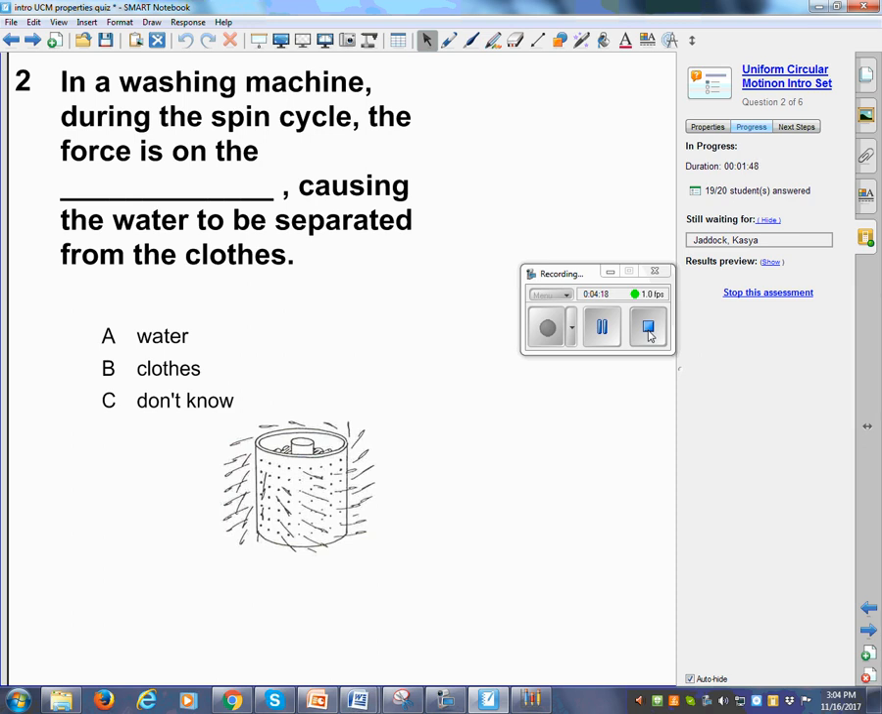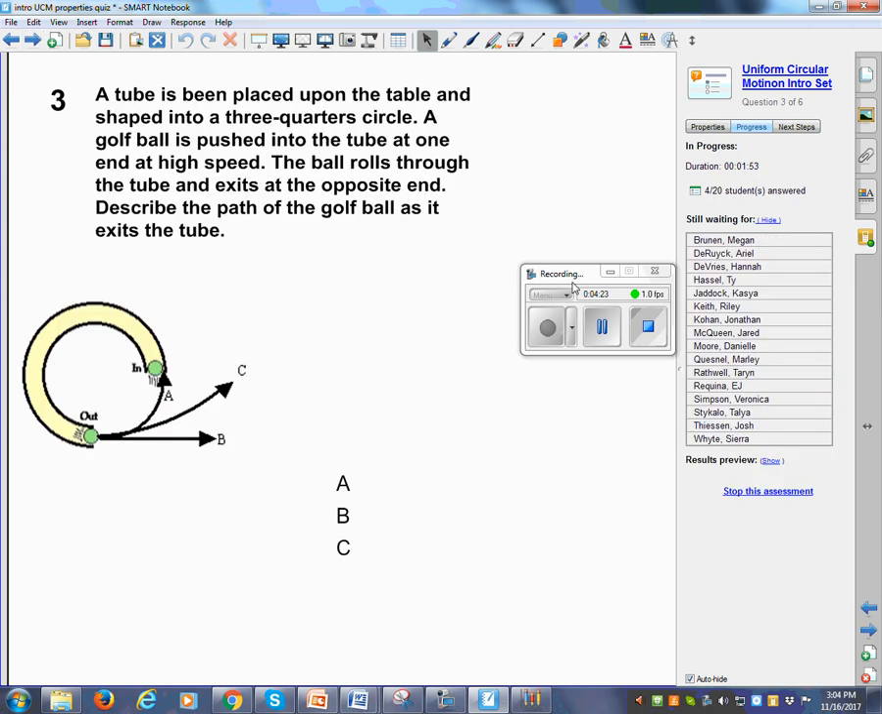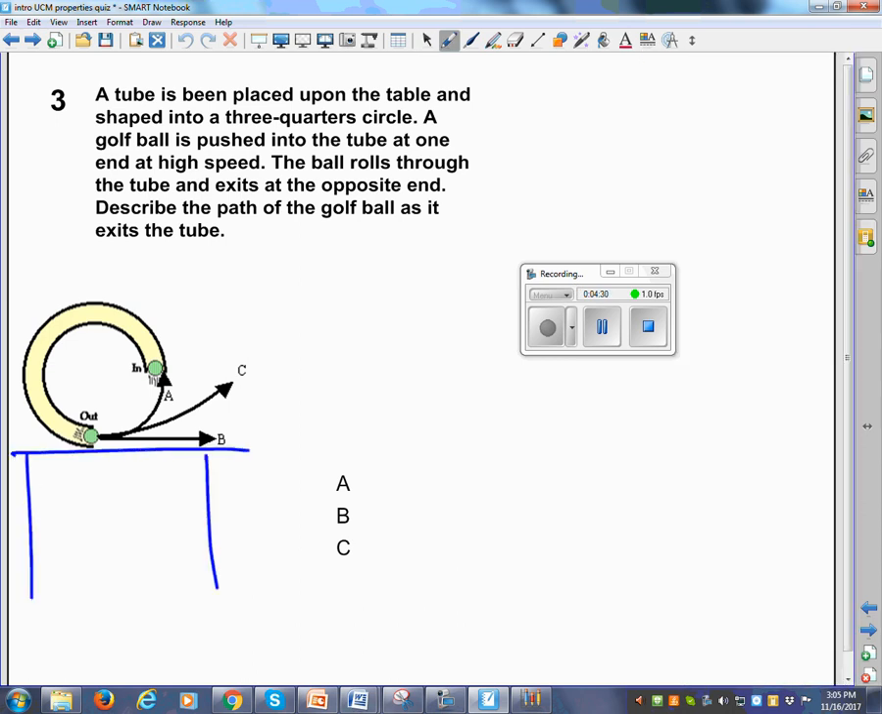A tube has been placed upon the table and shaped into a 3/4 circle. So the table is like this. A golf ball is pushed into the tube at one end at high speed. So the ball is pushed in here at A. Like we'll say, I don't know, 15 meters per second. The ball rolls through the tube and exits at the opposite end.